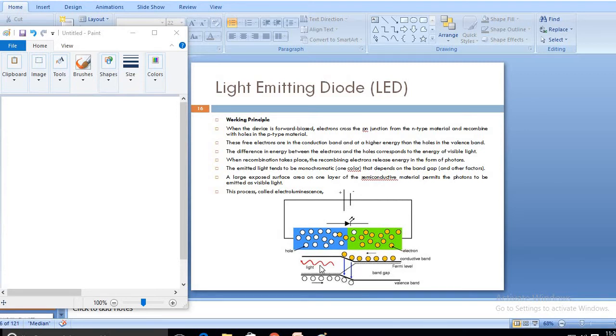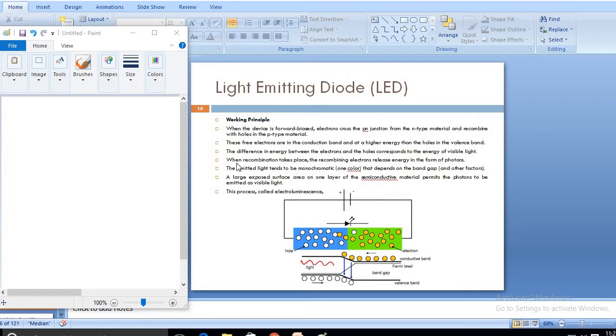That you should remember. This is a very important point. The difference in energy between the electrons and holes corresponds to the energy of the visible light. There is an energy difference between the conduction and valence bands, which I call the energy of visible light.